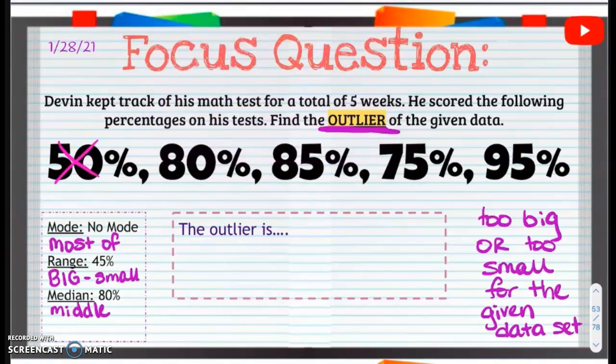So I have a 50%, I have 75%, I have 80%, 85%, and 95%.